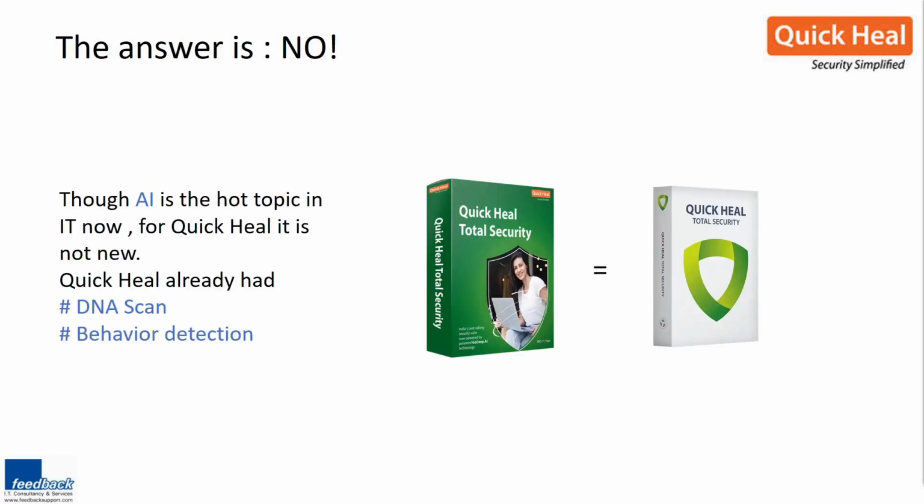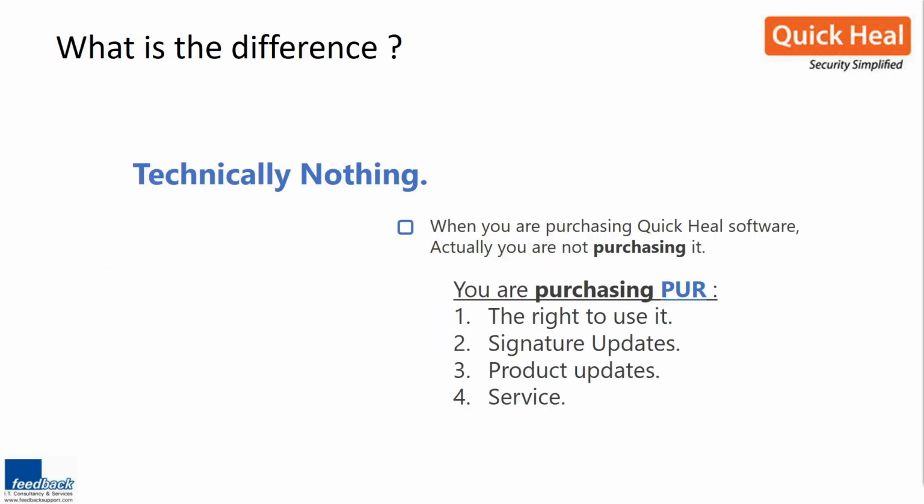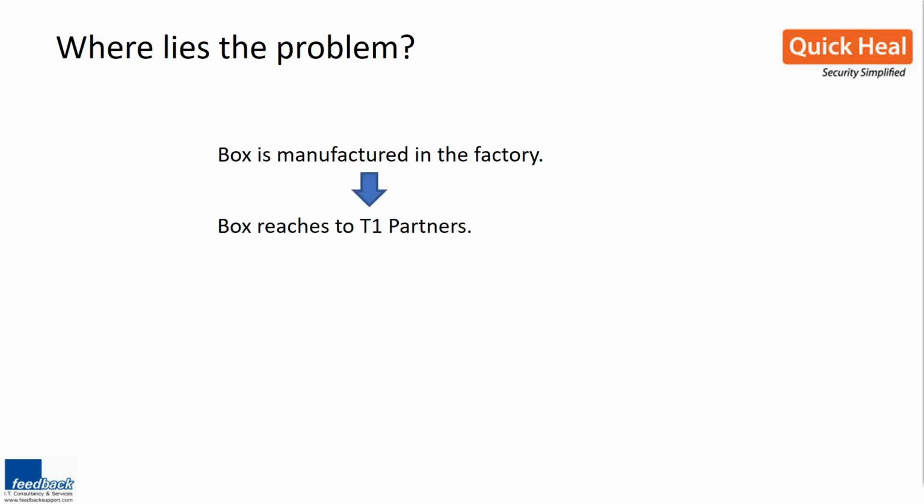What is the difference then? Technically nothing. When you are purchasing Quick Heal Antivirus software, you are not actually purchasing it. You are purchasing the PUR, that means product use right. That includes the right to use the product for the subscription period, the signature updates, product updates and service for the entire subscription period. Then where lies the problem?